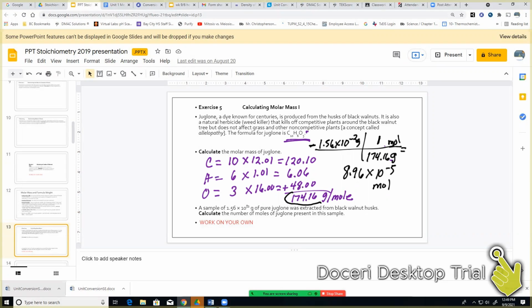I could then take that and to find out how many atoms I have, would use Avogadro's number, and would that be a multiplication or a division problem? Multiplication problem. All right, I'm gonna give y'all a minute. Y'all try the next one, A and B.